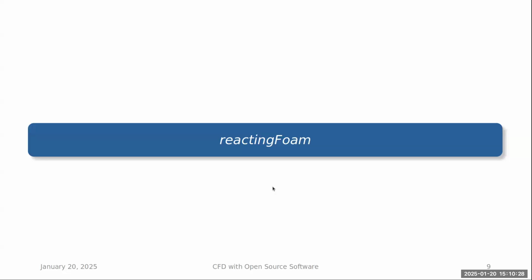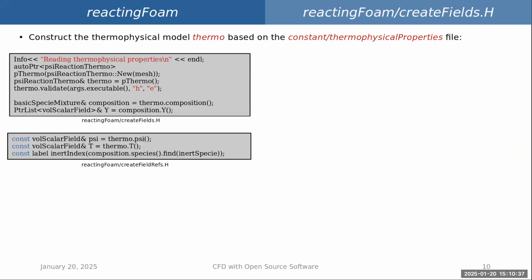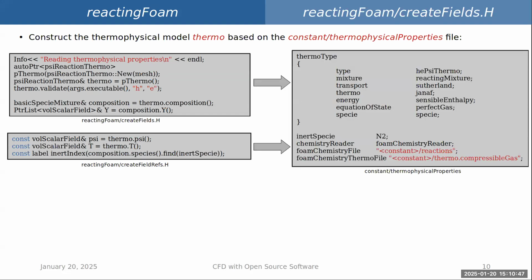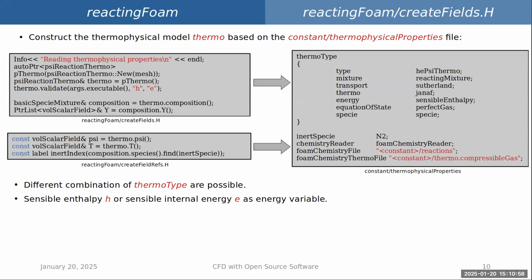Now I will describe how the reactingFoam solver is implemented and go through the main points of the code. The thermophysical model thermo in reactingFoam is the first thing that's constructed in the createFields.H header file, which is based on the thermophysicalProperties file located in the constant folder. This file defines the thermoType dictionary, which specifies a combination of thermophysical parameters such as a transport model, energy variable, and equation of state.